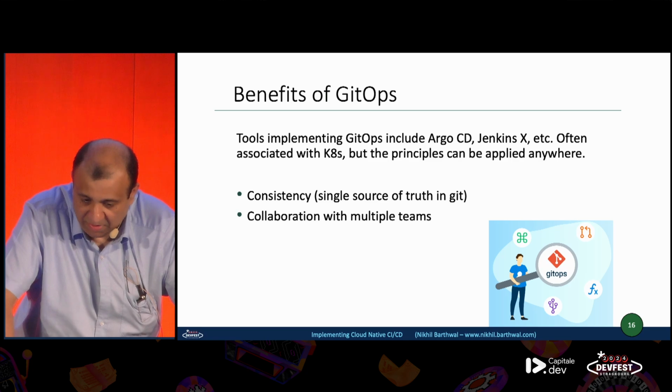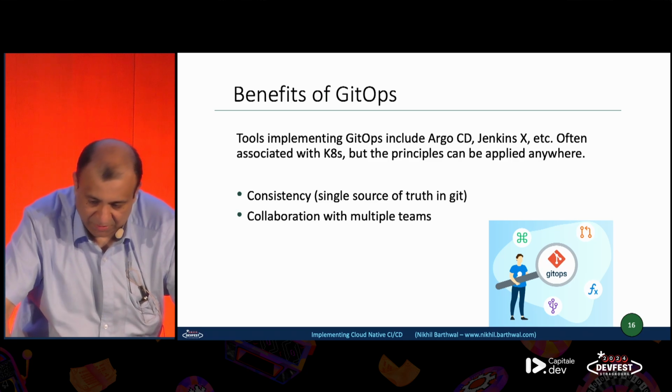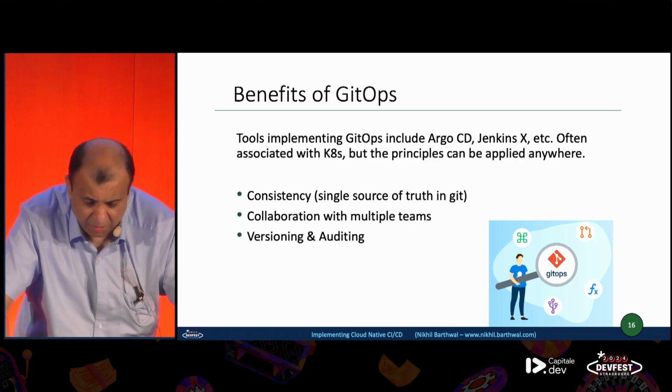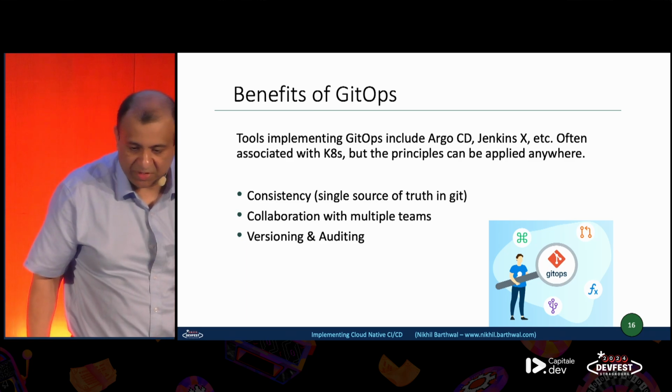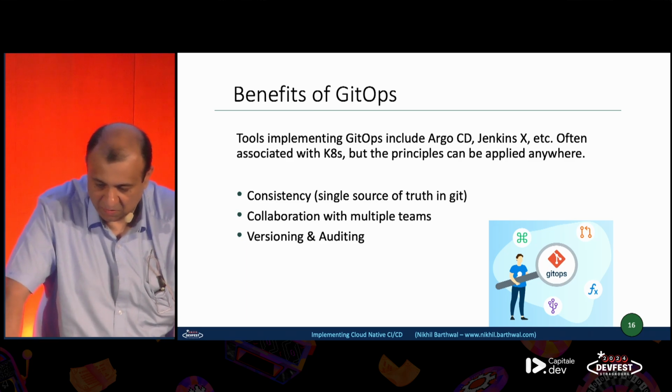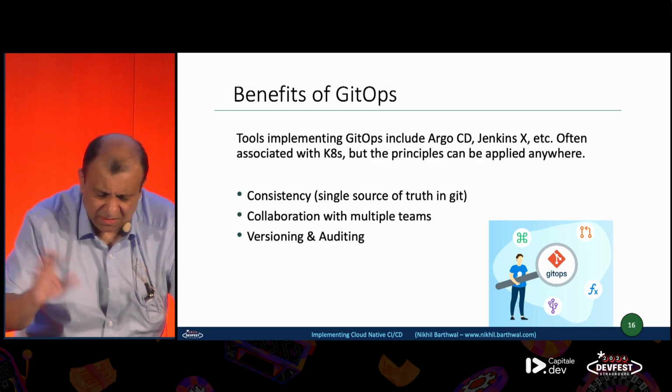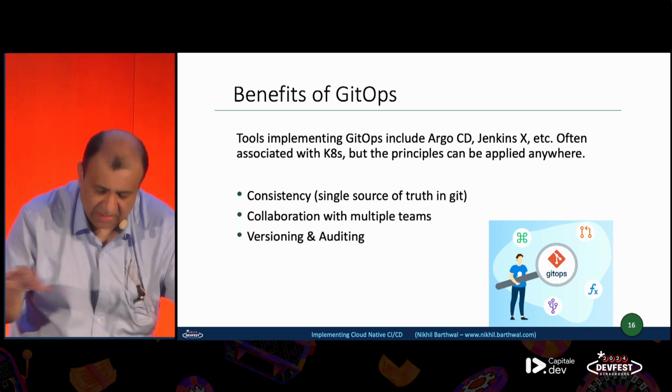You can easily collaborate because version controls are meant for collaboration. You have version and auditing. You have versions of how your system is evolving. You can go back in particular point of time and audit, see how things are working. So these are the main benefits of GitOps.